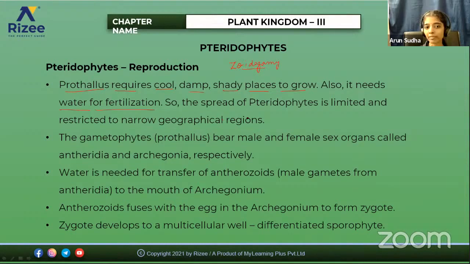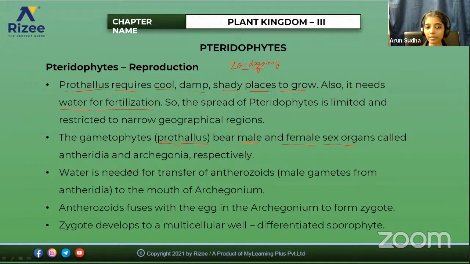So I hope you're clear with it, since they are dependent on water. Then the gametophyte. The first gametophyte that is formed from the spore is the prothallus. This gametophyte bears male and female sex organs. That is, the male sex organ is called antheridia and the female sex organ is called archegonia respectively.